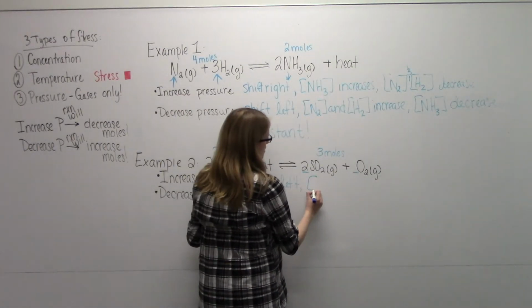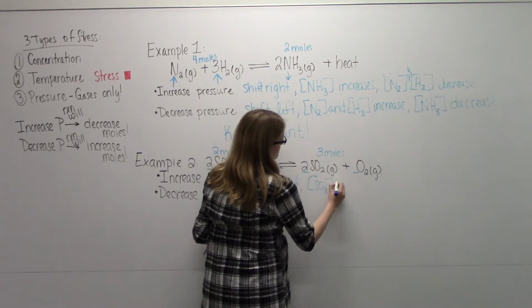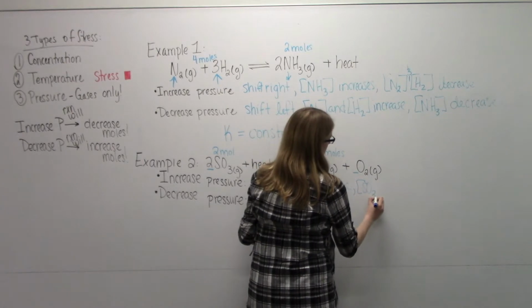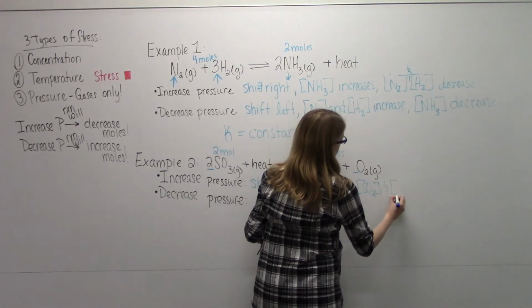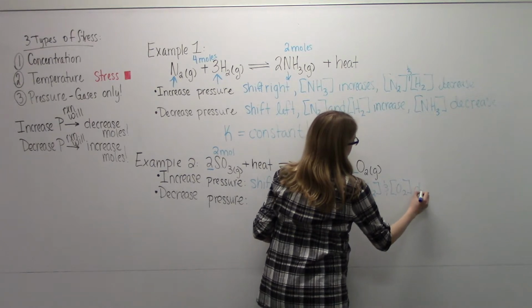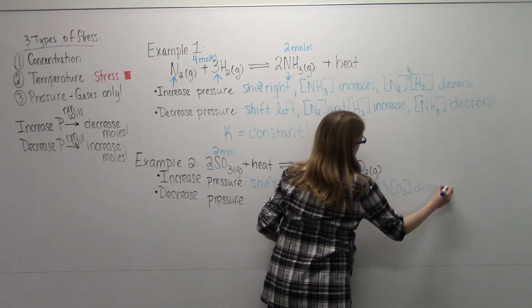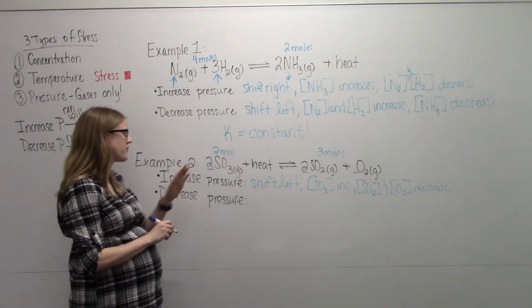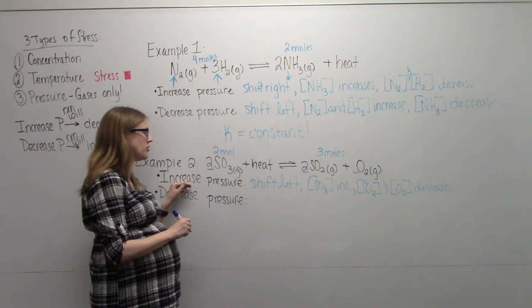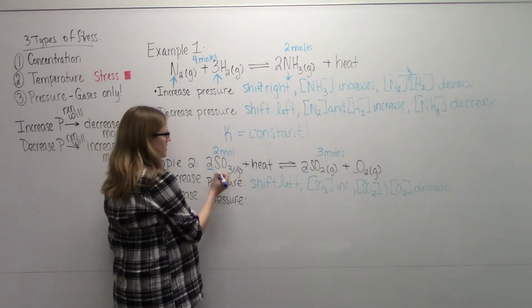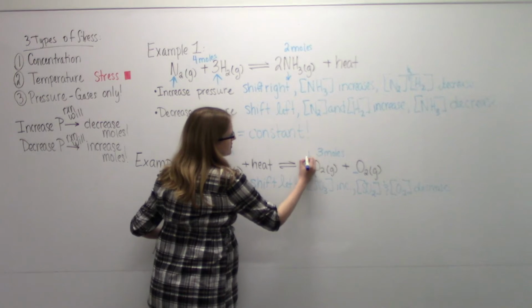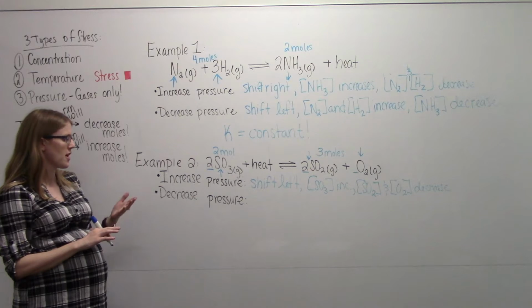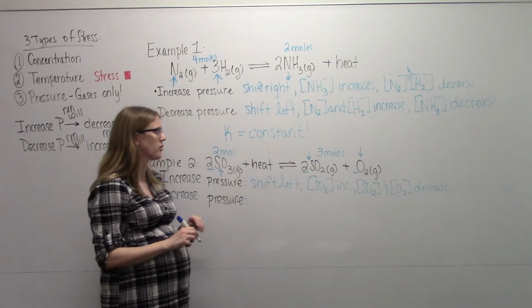So SO3 increases, and SO2 and O2 decrease. Because we want fewer moles of gas when we increase the pressure. Increase pressure, fewer moles. That means that this is going to increase, these will decrease. The side that has the fewer moles will increase for increased pressure. The side with the more moles will decrease when you increase the pressure.